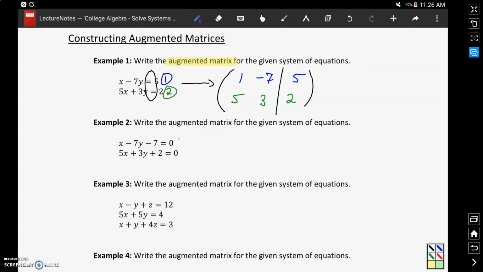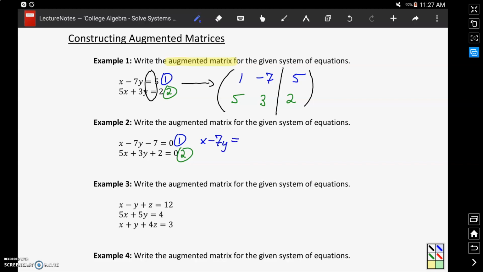Let's apply that same idea in example 2. Again, we have equations 1 and 2. To start off, though, we need to make a change, or a couple of changes. In example 1, we had our variable terms all on the left-hand side, our constant terms on the right-hand side. We need these equations to be expressed the same way.